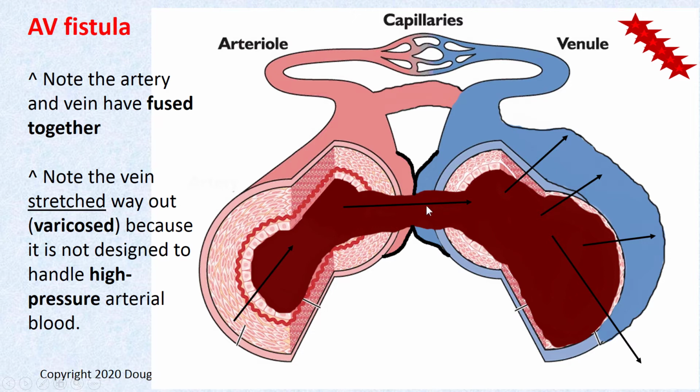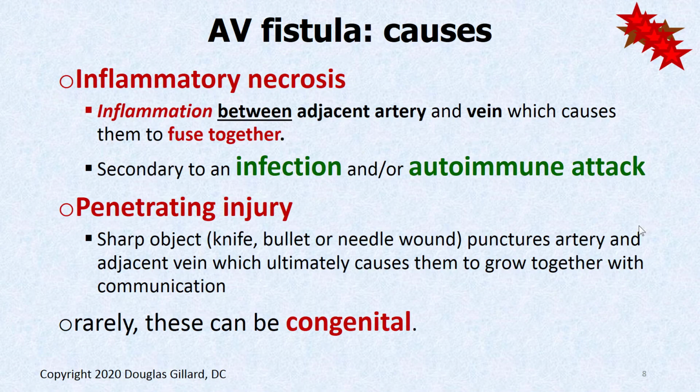So this patient had an infection which got into the two nearby arterioles and venules, and they fused together during the infection process, and because of the high pressure, it bore a hole right here, which is a fistula. And now we have way too much blood returning to the heart, and the blood has stretched the artery way out, or the venule way out, so we have a varicosity on top of that.